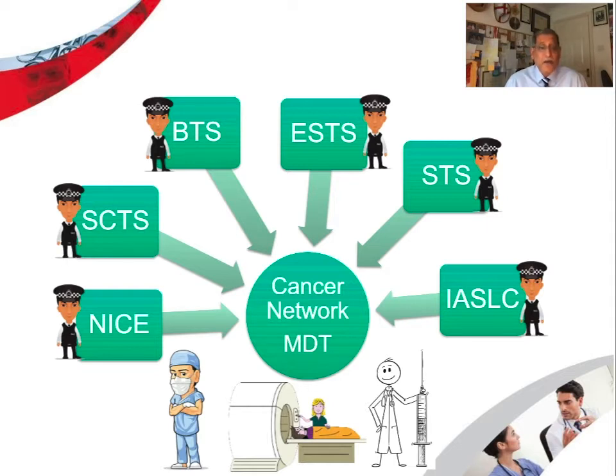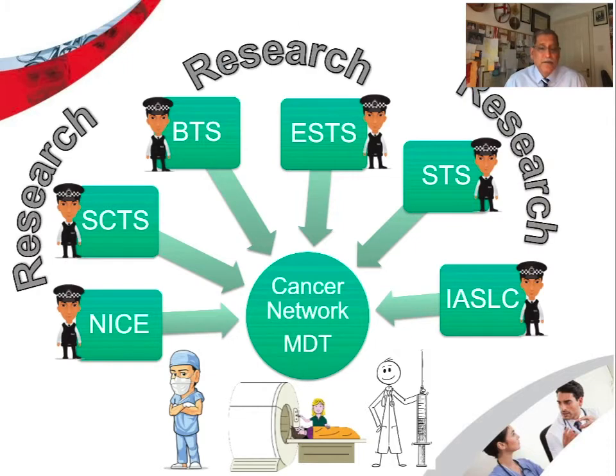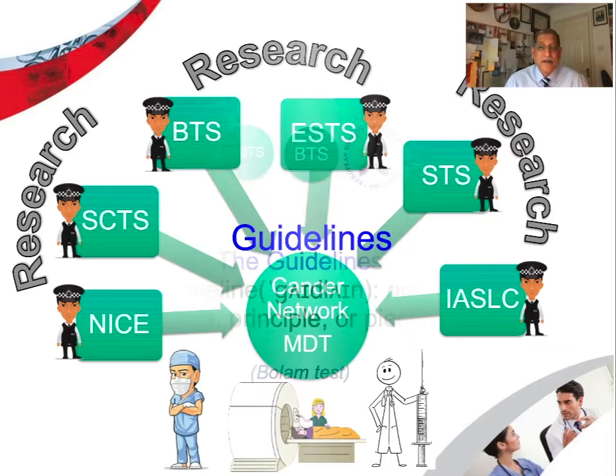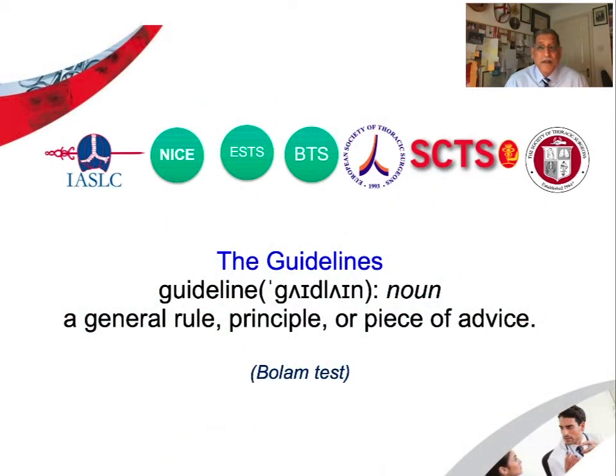Where do these governing bodies get their information from? Research. They get it from research. They run their own meta-analysis and come up with the recommendations, as we call it, guidelines. If you look up the definition of the word guidelines in the dictionary, you will find that it means a general rule, principle, or piece of advice.